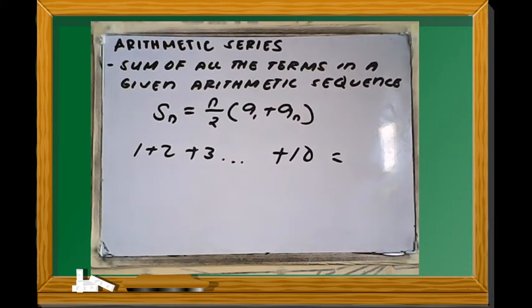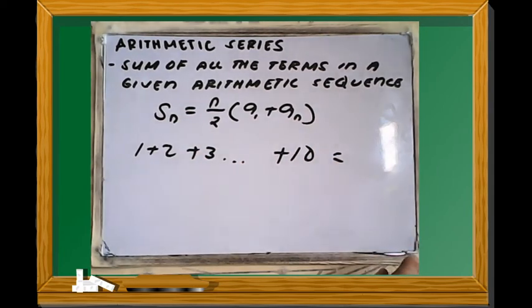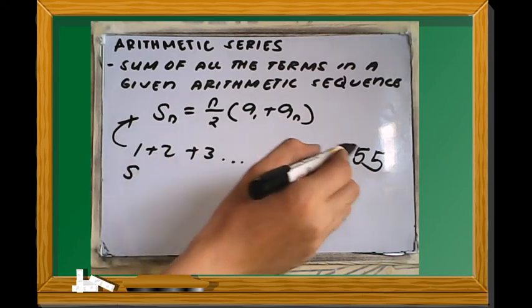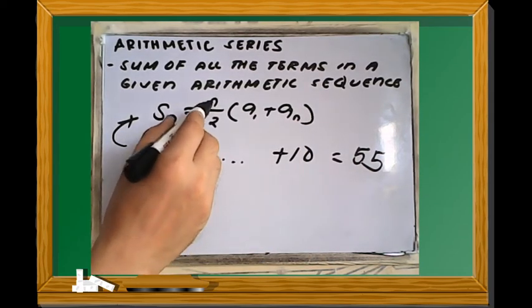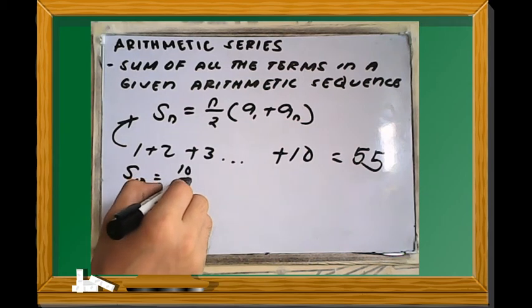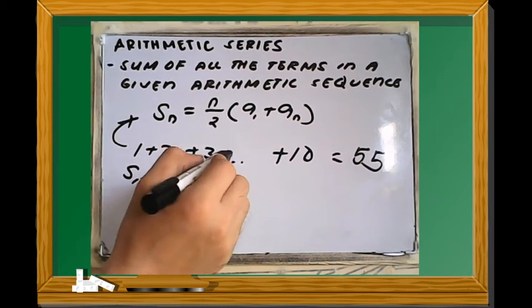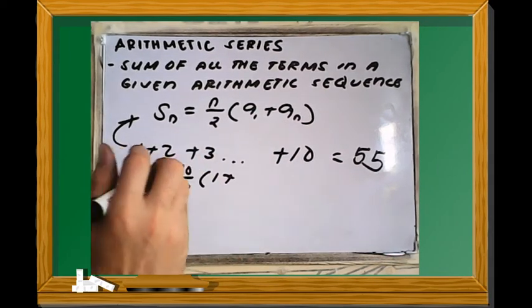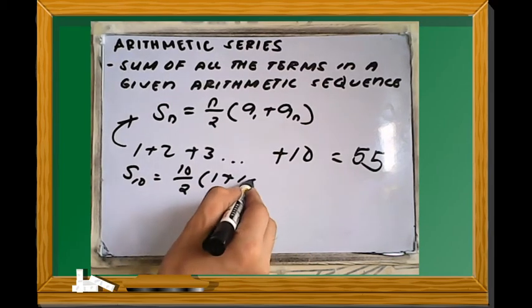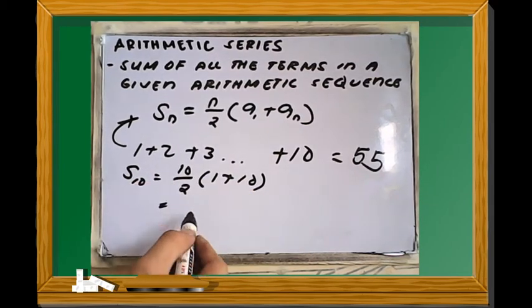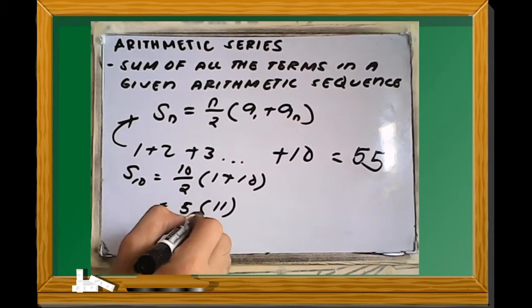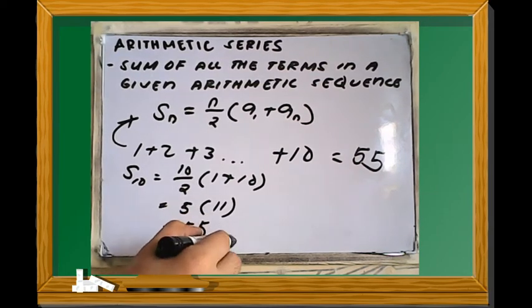So if we perform this in a calculator, the answer is 55. But if we use this formula, since we have 10 terms, that is S sub 10 is equal to the number of terms, 10, over 2 multiplied by a sub 1, which is 1, plus a sub n, the last term, which is 10. So 10 divided by 2 is 5, and 1 plus 10 is 11. 5 multiplied by 11 is 55. So that is the same as the manual.